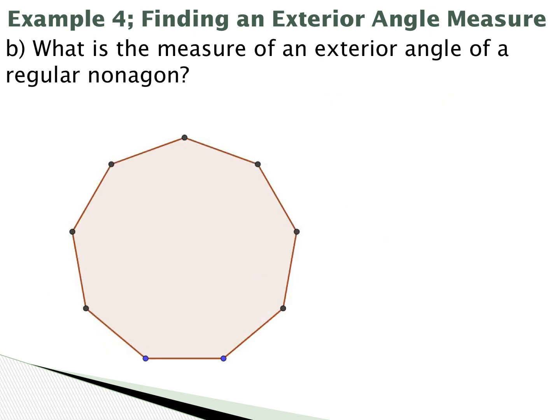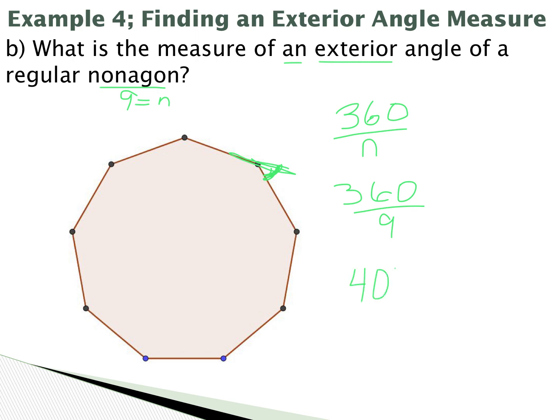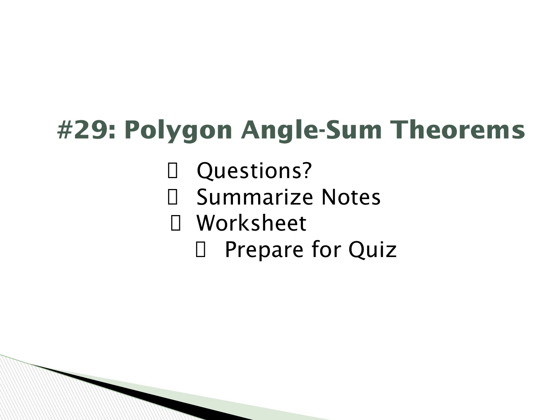And the next one, the measure of one exterior angle of a regular nonagon. Nonagon is 9 sides. So same concept as before. If we're looking for an exterior angle, we're looking for the outside angle right here. So that will be 360, which is the sum of all exterior angles, divided by the number of sides. So 360 divided by 9, which is 40 degrees for each exterior angle of a nonagon.